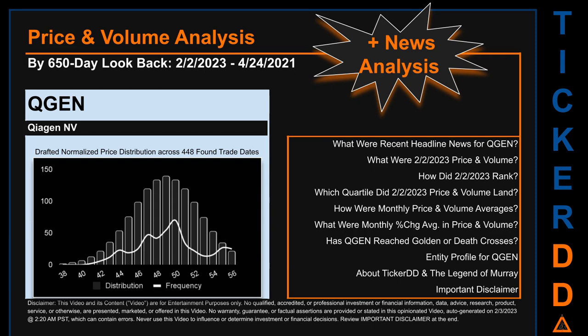The bar chart is the generated distribution and the overlaid line graph, if it is generated, is the frequency of the prices on the x-axis. We will enhance this look through as our AI model progresses in the next iteration. Remember that this is just a drafted, in progress, observational model to best fit abstracted third-party data into various opinionated views. Before we jump into price and volume analysis, let's look at recent headlines for QGEN.